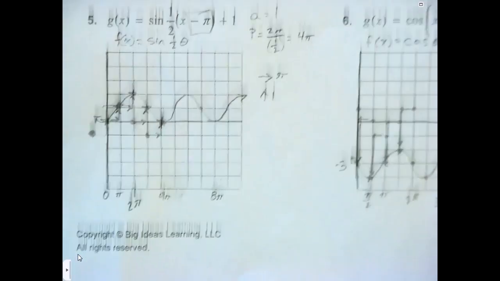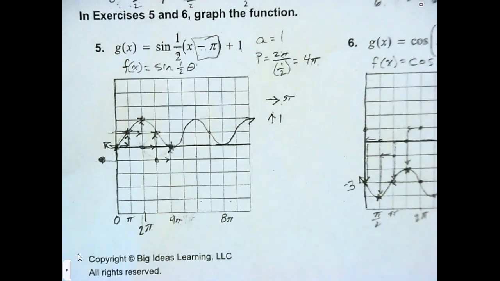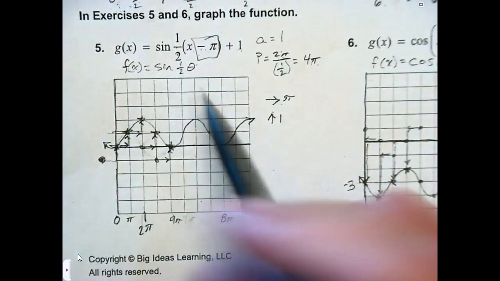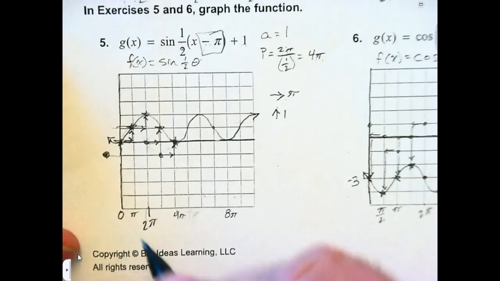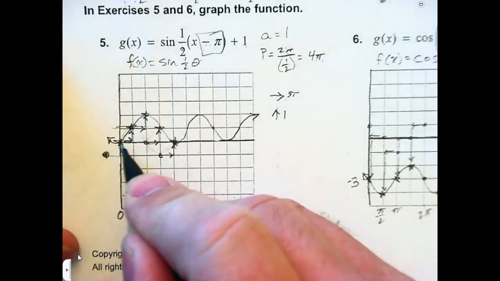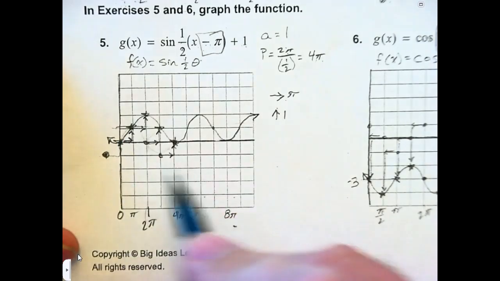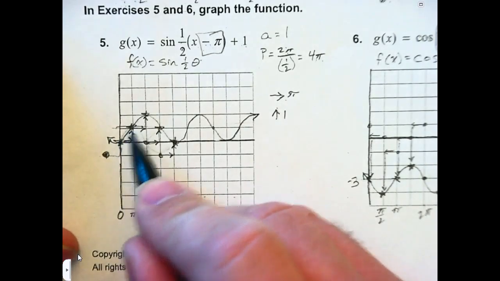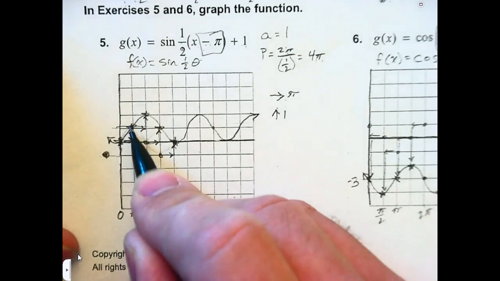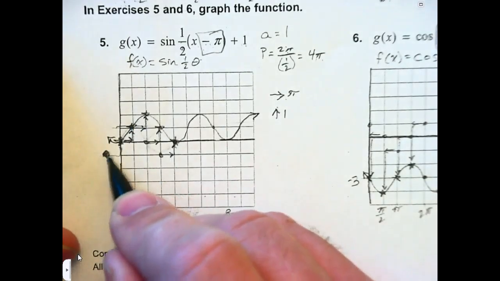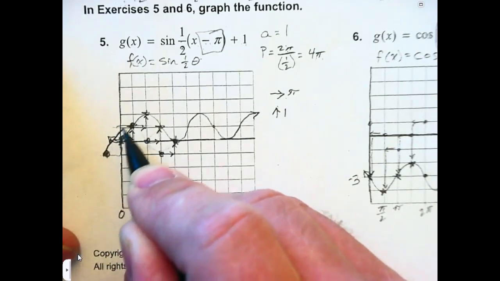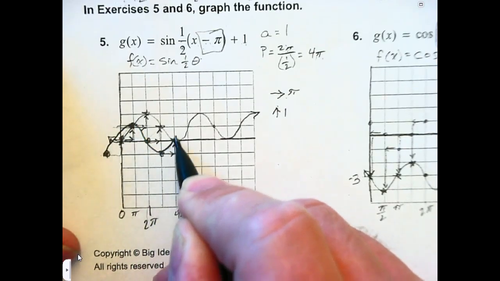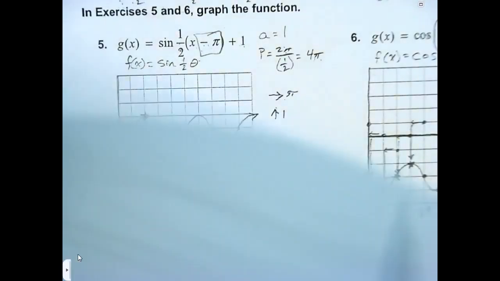Okay. Number 5. Number 5 has a few different shifts here. It says graph the function. We have the 1/2, meaning we should only see, like if we were to graph just the parent function for sine, it would be here, here, here, here, here, and here. So let me actually draw in the parent function. There's the parent function. But notice that goes out to 4 pi.